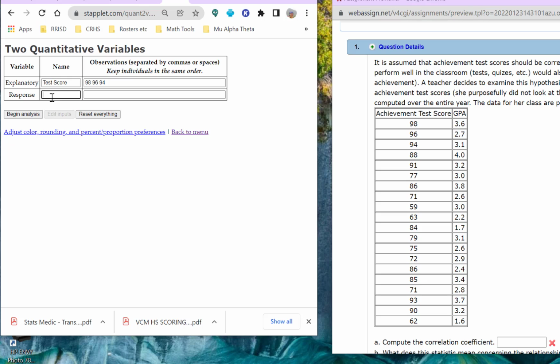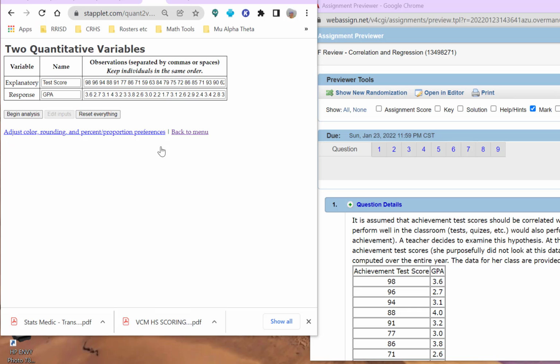And I'll keep doing this, but I'm going to pause it so you don't have to see it. GPA is 3.5, 2.7, 3.1. So this is a two quantitative variable Statlet. I'm going to enter some data. I'll be right back. Okay, so I finished entering all the data and I double checked it.